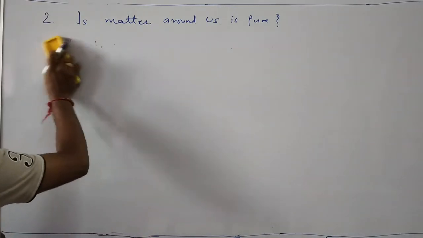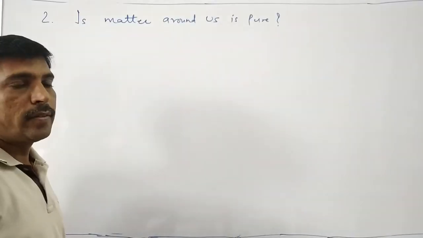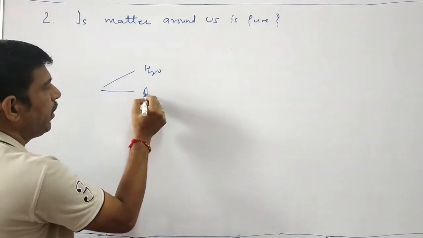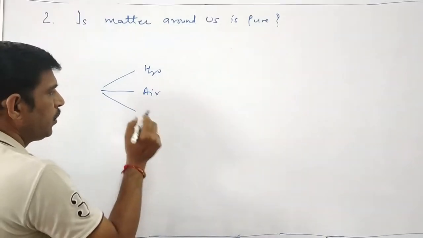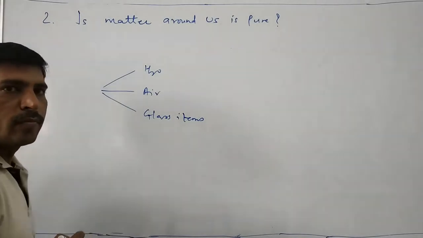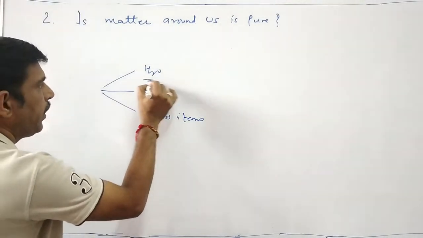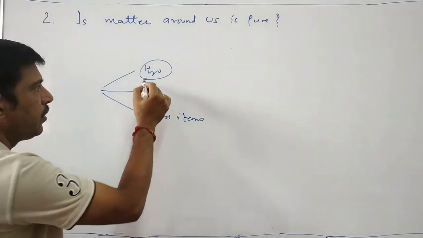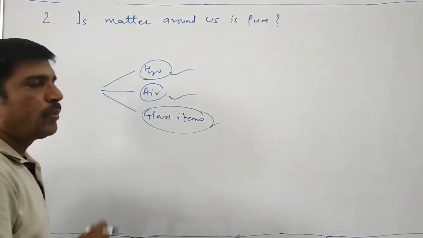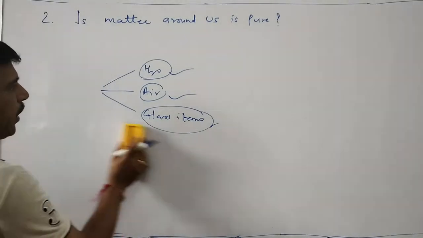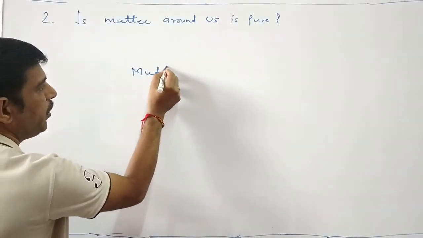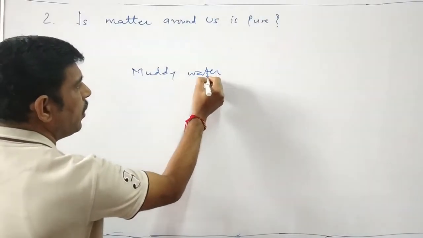First of all, we will collect a list of materials present in our surrounding. For example, we have water, air, and glass items. Water is in liquid state, air is in gaseous state, and glass items are in solid state. But suppose I have a sample of muddy water, the water which is not clean.